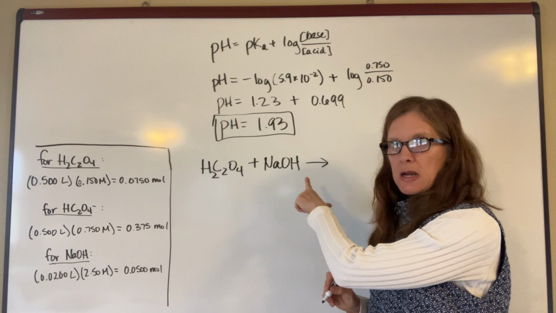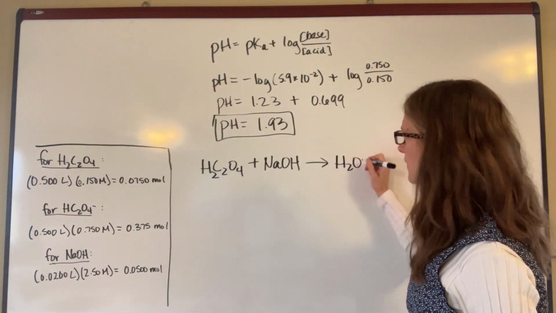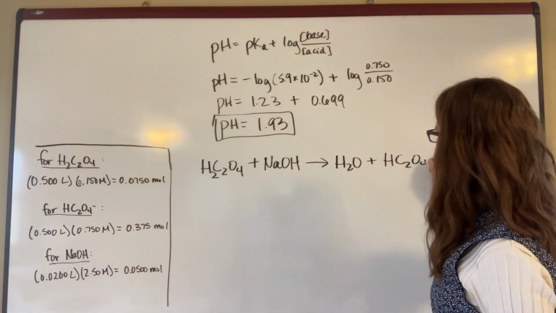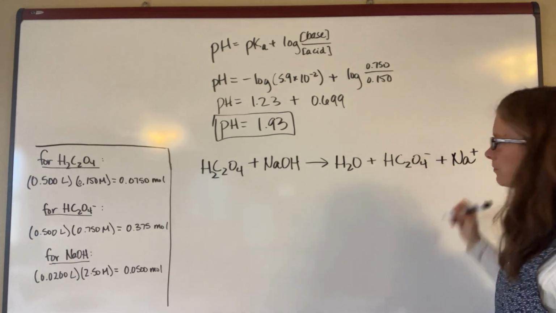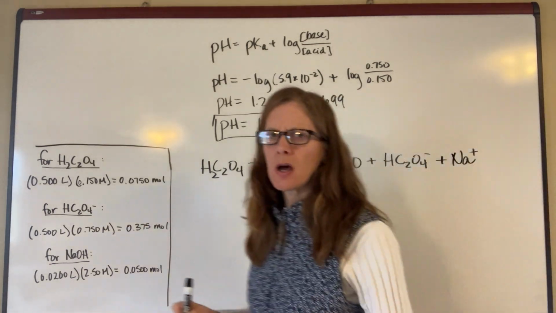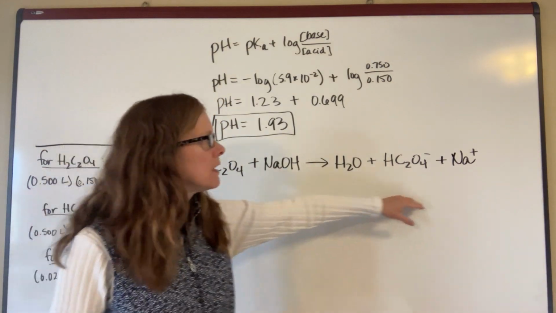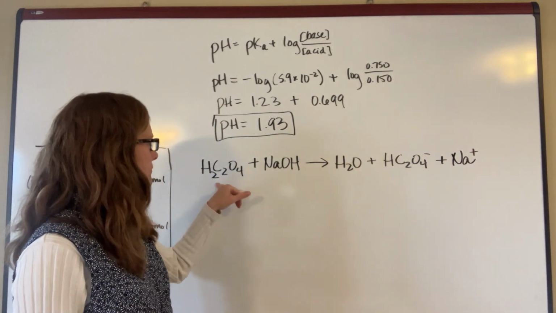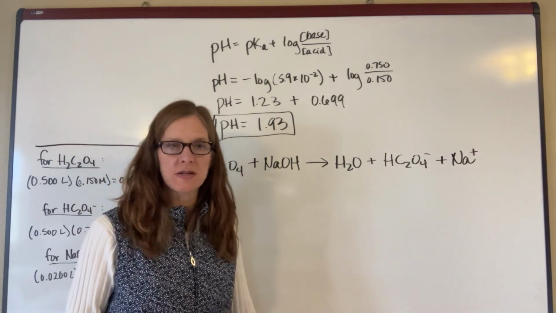That's going to separate out in solution. So that's going to give me a water. It's going to give me an oxalate ion. And it's going to give me a sodium ion. Okay? The water obviously is just kind of hanging out because it's in solution anyway. Sodium ion, again, is going to be a spectator ion. But as you can see, I've got both the acid and the conjugate base present.